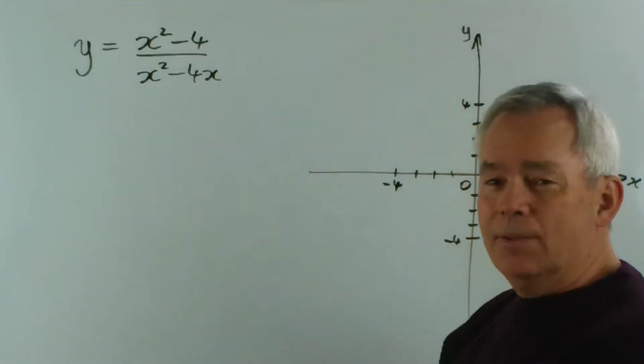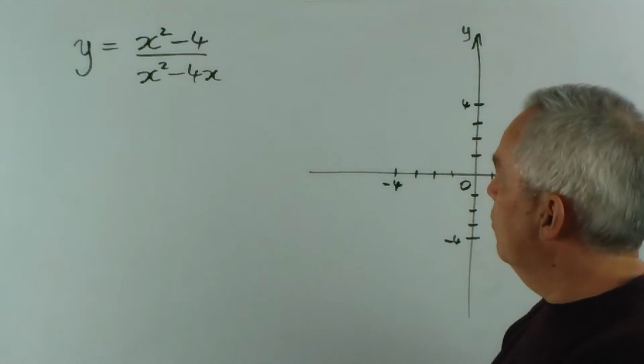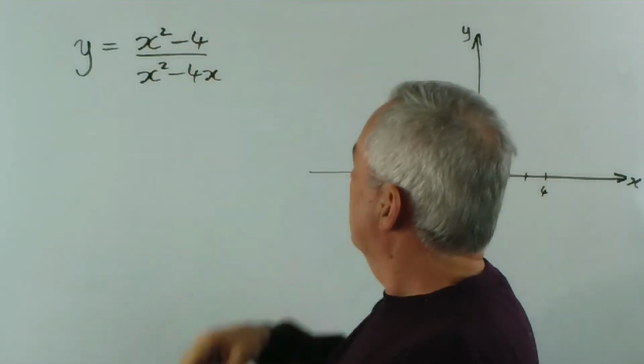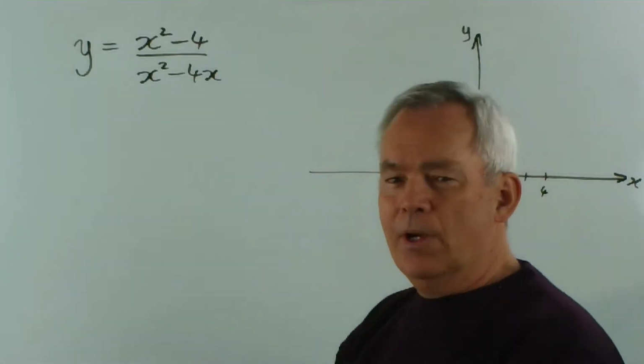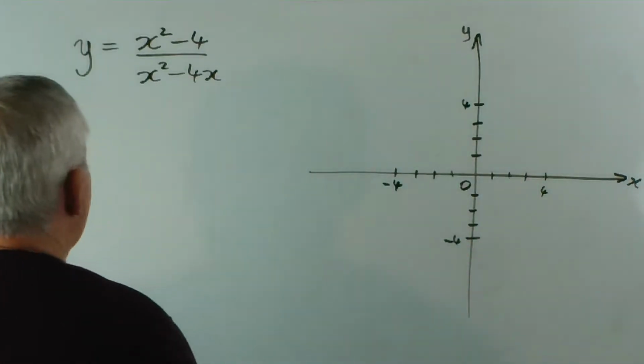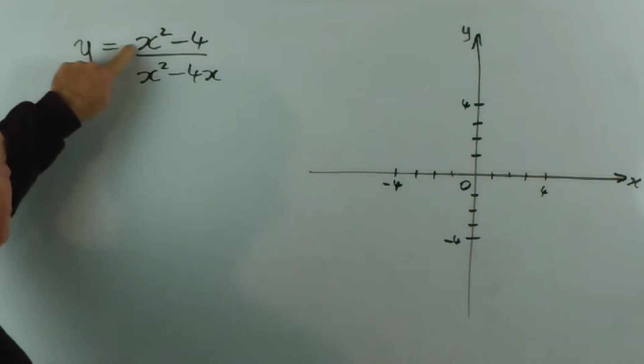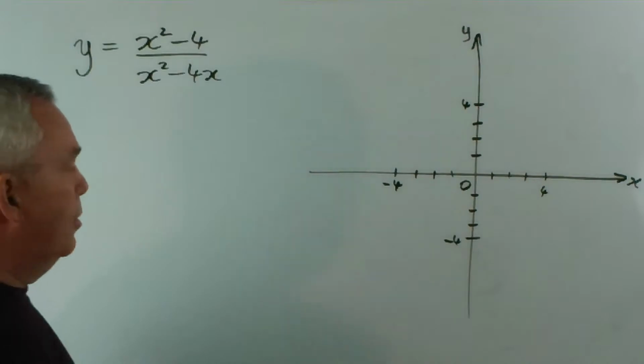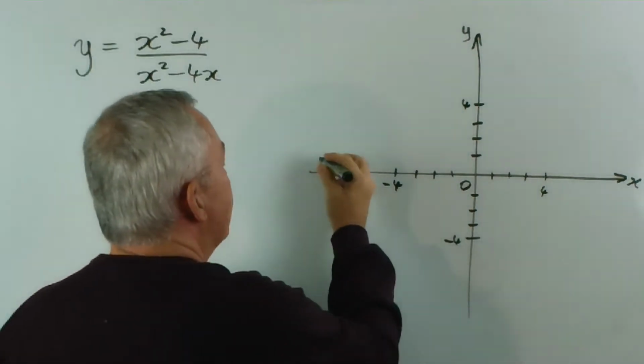Now, this particular rational function has got a quadratic expression for both the numerator and denominator. I think you can see that the coefficient of this is 1 and the coefficient of this is 1, so y equals 1 will be our horizontal asymptote.